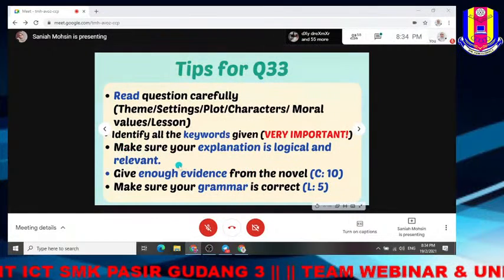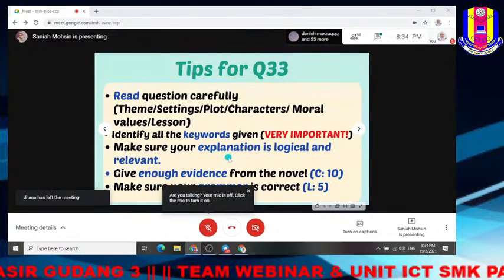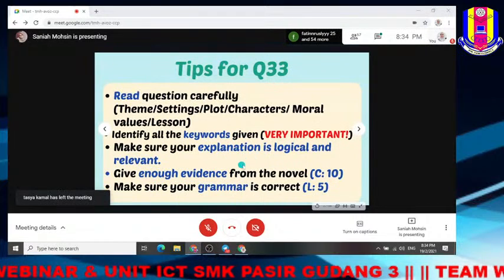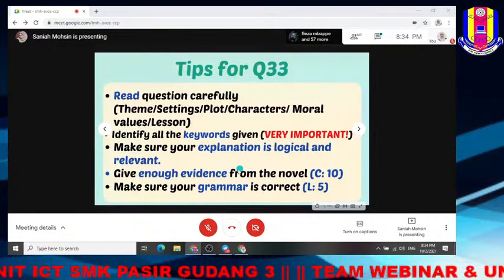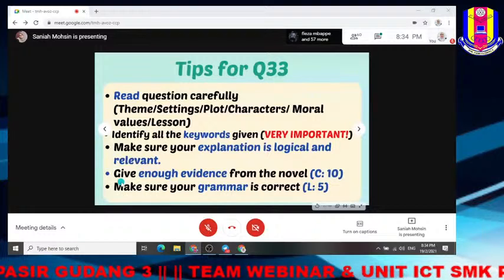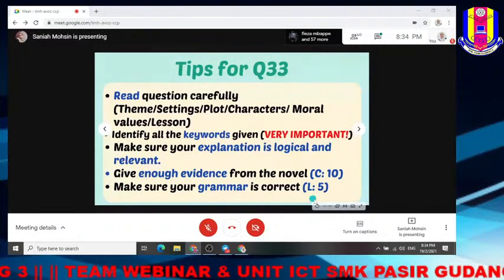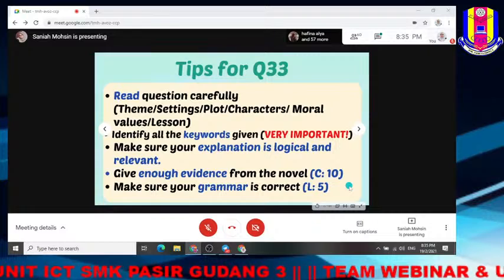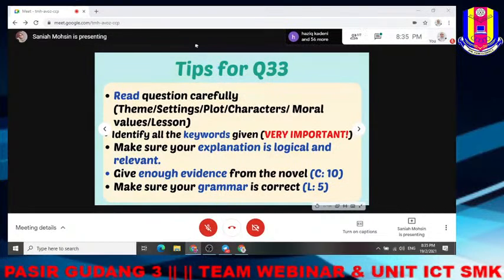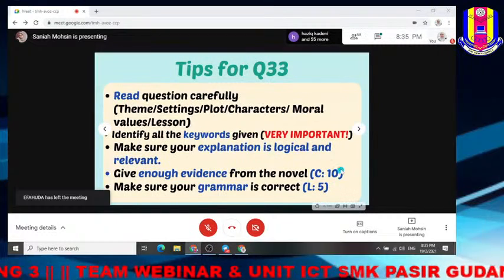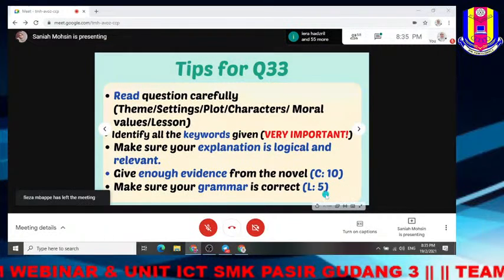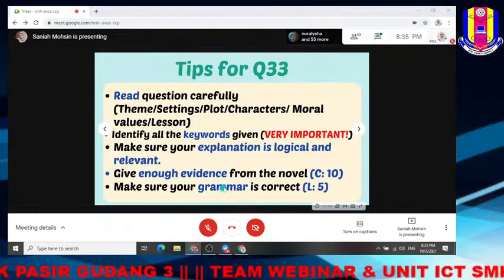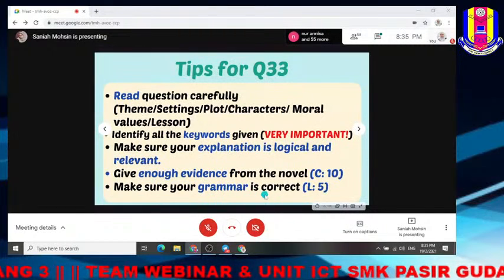Tips number 3 for this question is make sure your explanation is logical and relevant. So pastikan bila kamu brainstorm, every content that you have mestilah berkaitan dengan soalan yang dibagi. The next one is give enough evidence. Evidence ni adalah daripada novel kita. Because as you said just now, untuk novel kita ada 15 markah. 15 markah tu adalah 10 bagi content, isi, and then 5 marks is for your language. So make sure lastly, grammar must be also correct. Selepas kamu tulis karangan untuk novel ni, pastikan check balik.